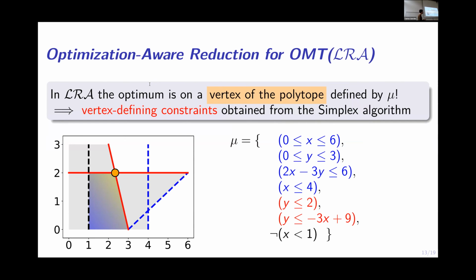So let's consider first the linear arithmetic over the rationals. We know by the properties of the simplex method, which is used to solve it and to optimize the model within the truth assignment, that the optimum model always lies on a vertex of the polytope defined by the truth assignment.